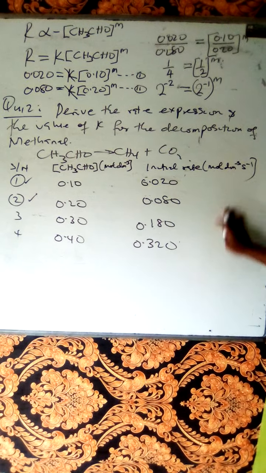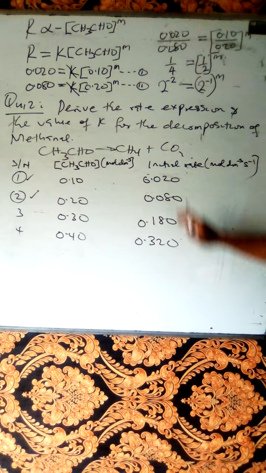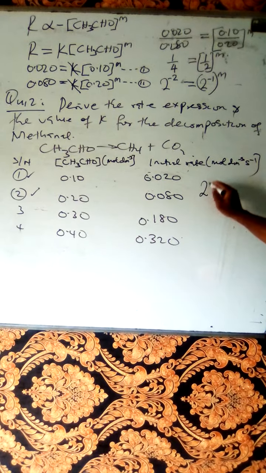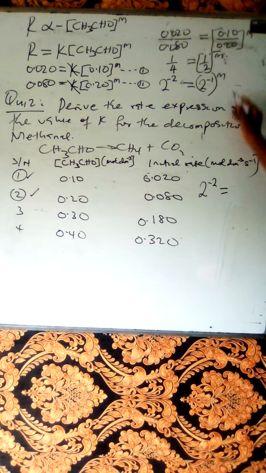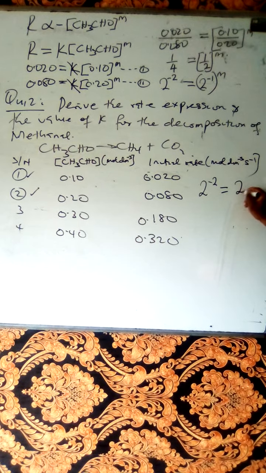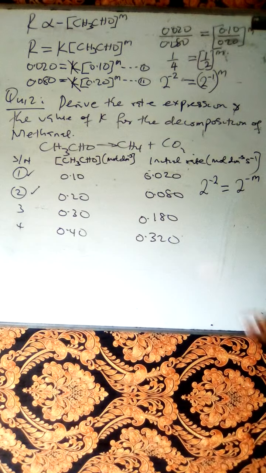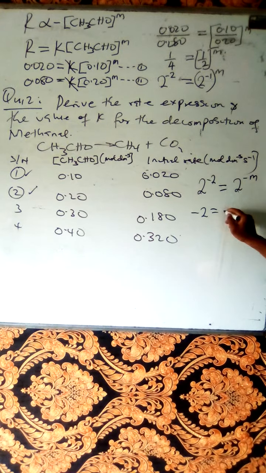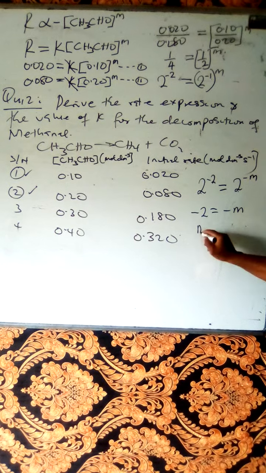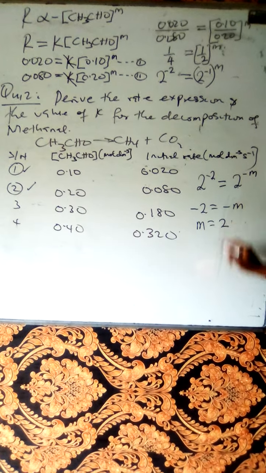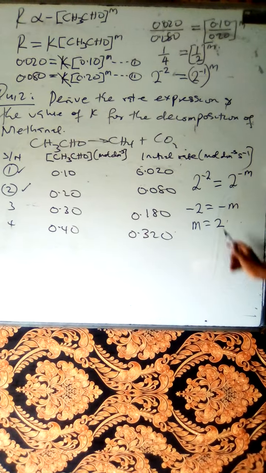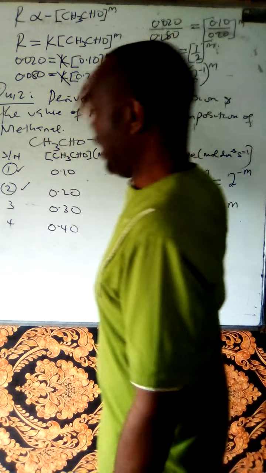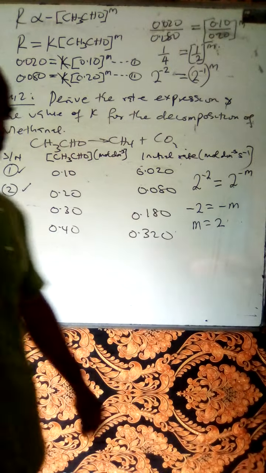Having done that, we can come down here. We now have 2 raised to power minus 2 equal to, open the bracket, 2 raised to power minus M. They have the same base, that means minus 2 will correspond to minus M. That means M is 2. So what does M stand for? M stands for the order of reaction. So this is a second order reaction.